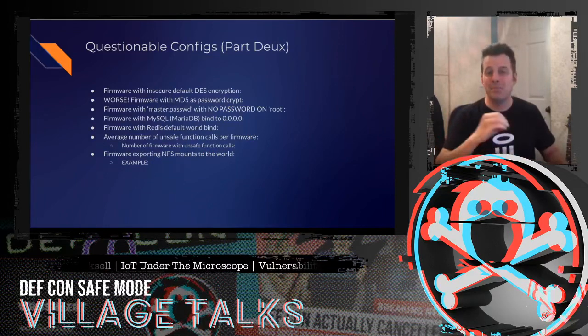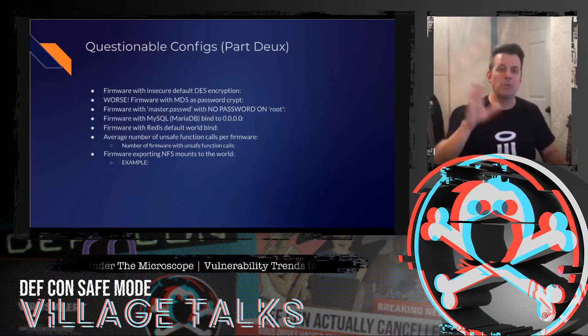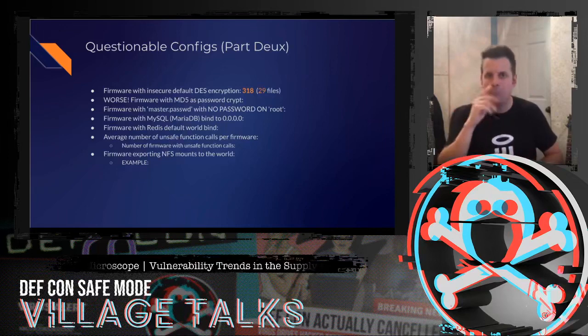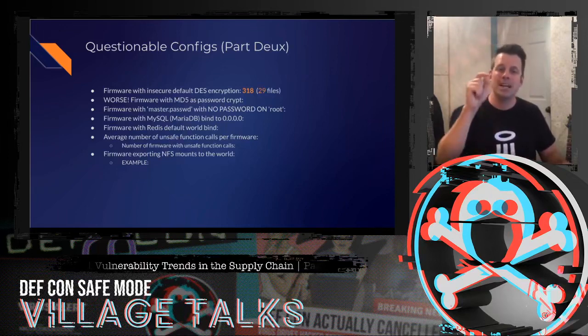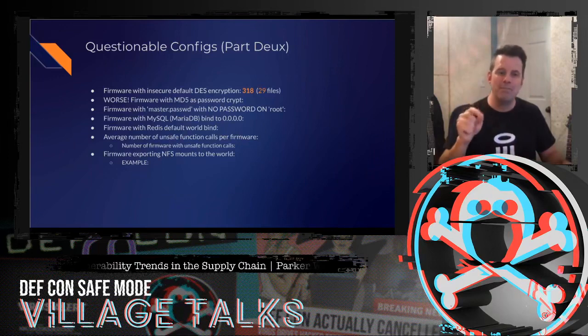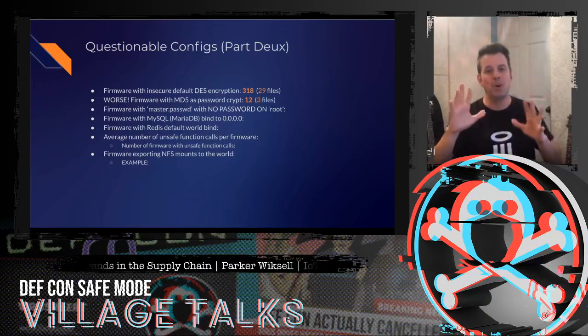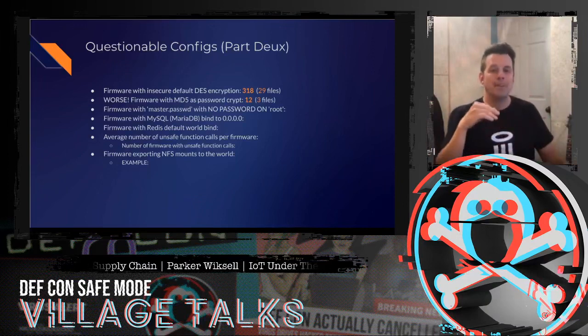Firmware with insecure default DES encryption. So if you don't specify the type of encryption for your passwords, you're going to use DES, which is a bit weaker. 318 firmware, 29 files. But even worse, there were firmware that specified the flag to turn on MD5 as their password crypt. It was 12 firmware. Fortunately, it's small, but there's still 12 firmware. I have no idea where those are at, but they're out there.